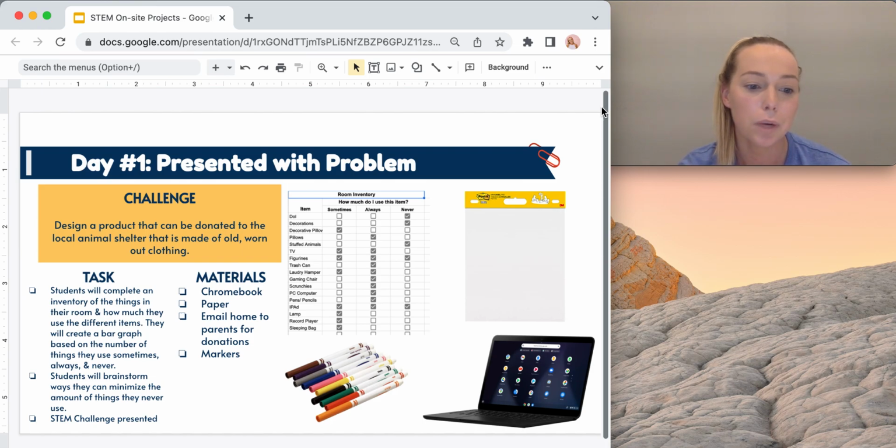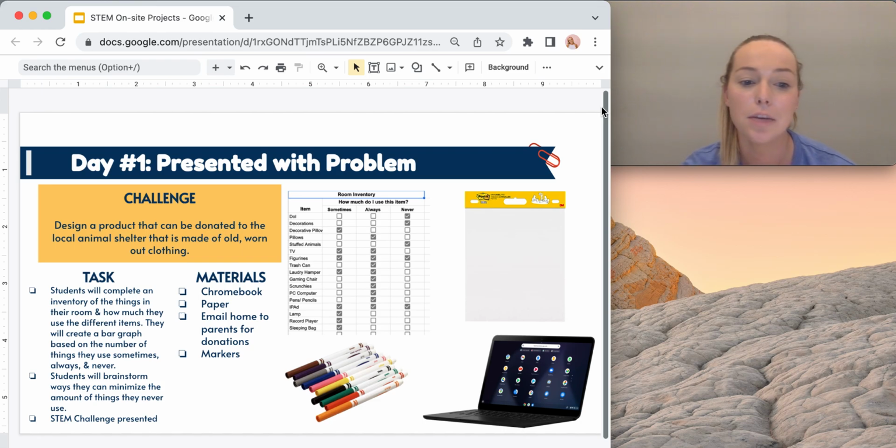And then students will brainstorm ways that they can minimize the amount of things that they have in that never category. They're going to do that with peers, and I wasn't able to do it, but I would prefer them to have it on anchor charts and put them around the room so that we can refer back to them and really have that displayed and keep them thinking about those targets. And then we're going to present them with the STEM challenge at the end so that they know that that's what they're working for, instead of just having them fixated on the clothing end of it.